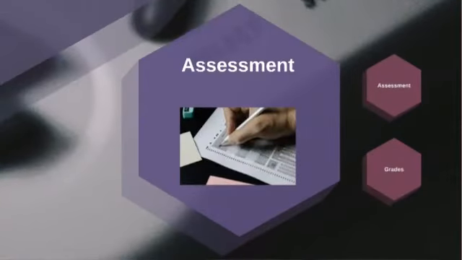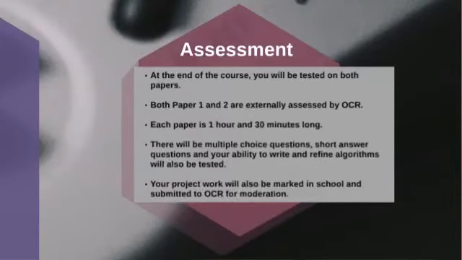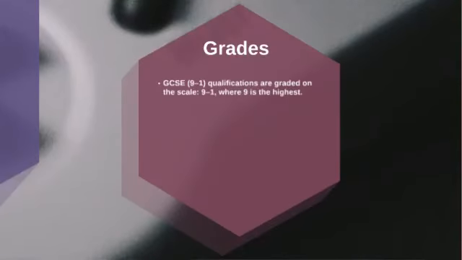So, like any other course, at the end of the course, there is an assessment. The assessment is an external one administered by OCR, which is the examination board that is used by the school. You would be assessed in both Paper 1 and Paper 2. Each paper is an hour and a half long. For Paper 1, you would have multiple choice questions, short answer questions, and extended answer questions. In Paper 2, your ability to write and refine algorithms would also be tested. Your project work would also be marked in the school and submitted to the examination board, OCR, for moderation. After which your grades will be released, or you get your qualification, which is based on the 9 to 1 scale, where 9 is the highest and 1 is the least.